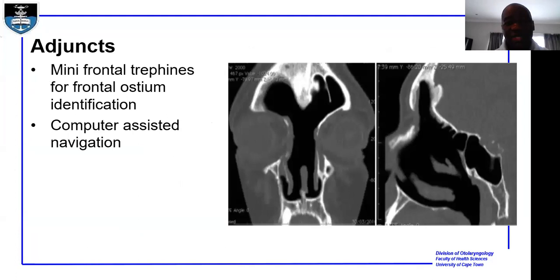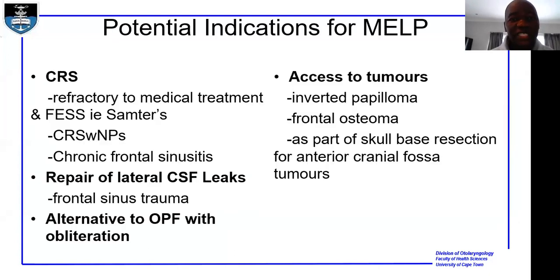These are the CT images of a completed Draf 3. Mini frontal trephines for frontal ostium identification can be used as an adjunct. And also one can use computer-assisted navigation, which we used in our patient. However, this is not a substitute for good anatomical and sound knowledge of the surgical procedure.